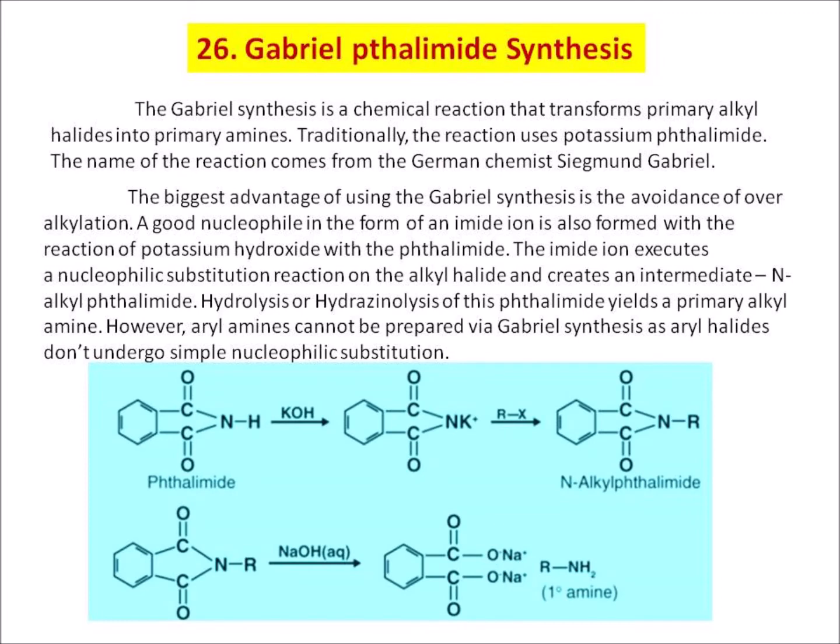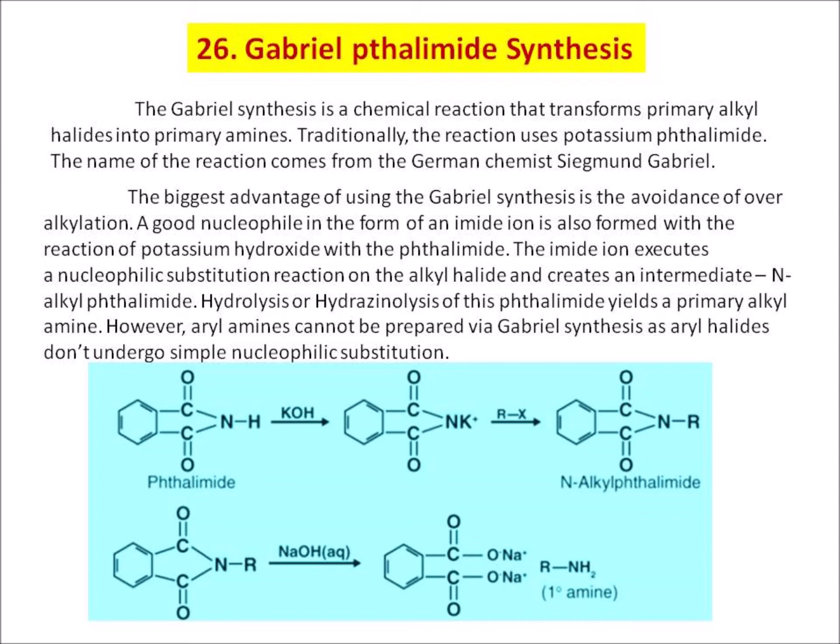Next reaction is Gabriel phthalimide synthesis. The Gabriel synthesis is a chemical reaction that transforms primary alkyl halide into primary amines. Traditionally, the reaction uses potassium phthalimide. The name of the reaction comes from German chemist Siegmund Gabriel. The biggest advantage of using the Gabriel synthesis is the avoidance of over-alkylation. A good nucleophile in the form of an imide ion is formed with the reaction of potassium hydroxide with the phthalimide.